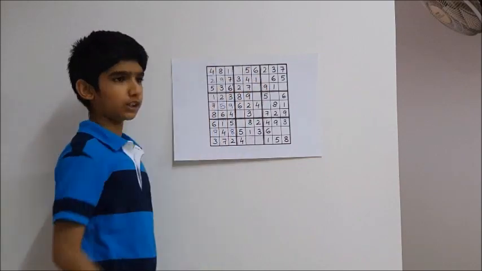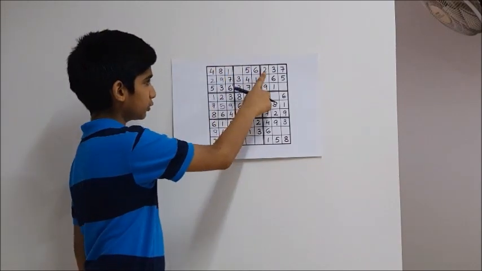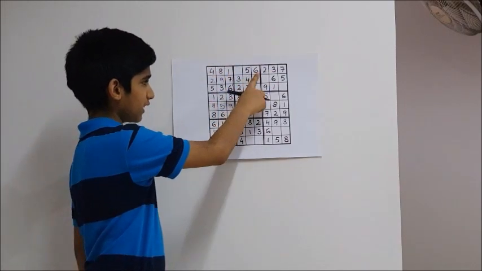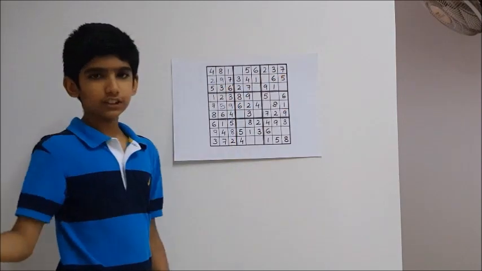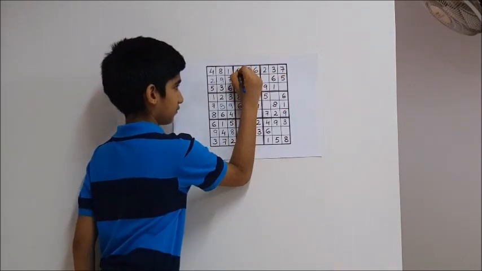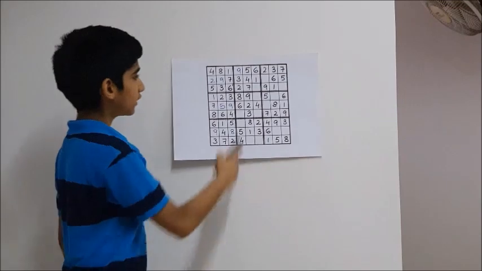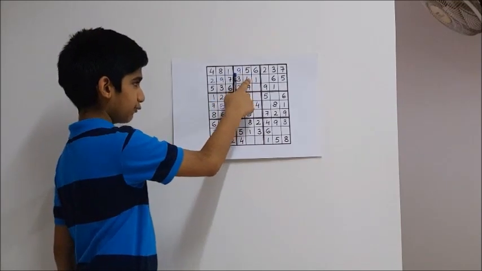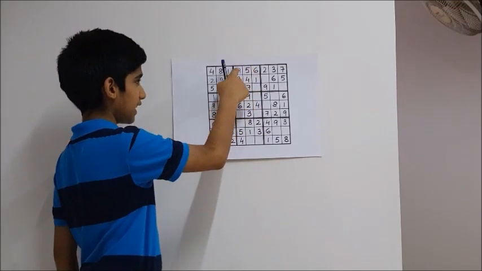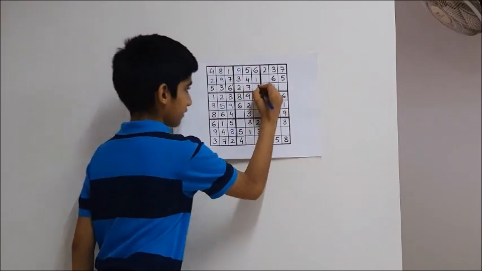Now let's go to the first row. 1, 2, 3, 4, 5, 6, 7, 8. 9 is missing. In the same block, 1, 2, 3, 4, 5, 6, 7 and 9. So 8 is remaining.